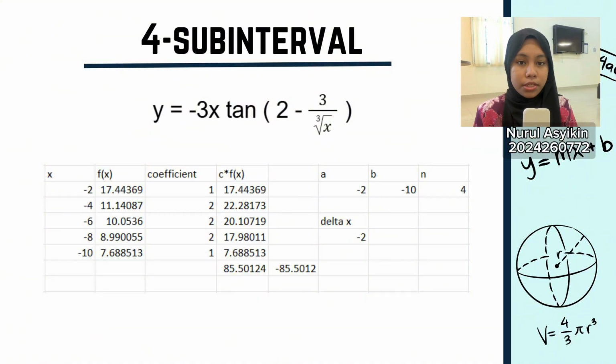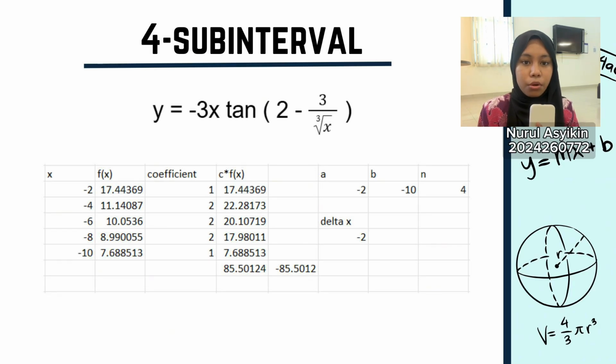So the question asks us to find the area by using four subintervals. First things first, set up the first row by x, fx, coefficient, and then coefficient times fx in Excel. On the other side, we will put a, b, and n. So a is -2, b is -10, and n is 4. Then we want to find the delta x by using the formula (b minus a) over n. So -10 minus -2 divided by 4, and you will get -2 for delta x.